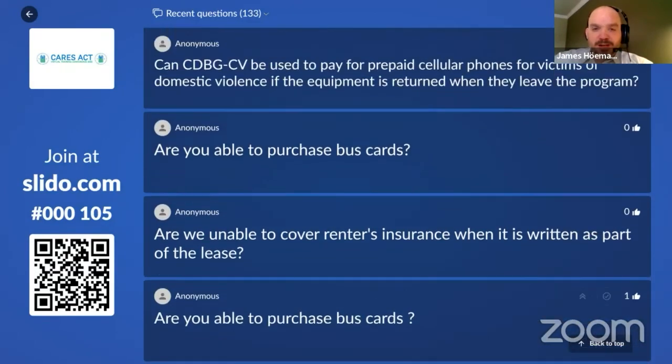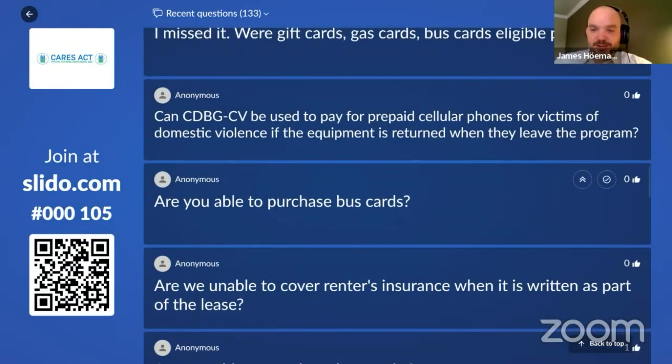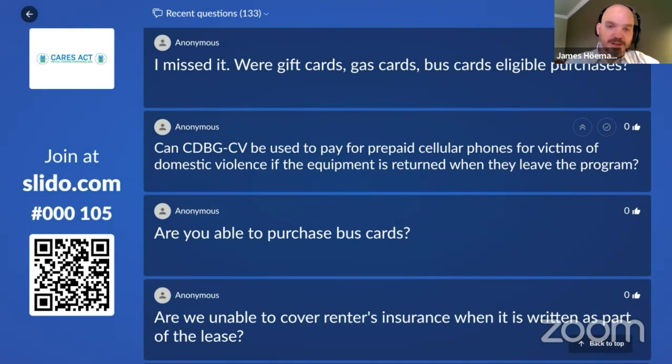Are we unable to cover renter's insurance when it is written as part of a lease? If it is included in the lease, then we get into that same situation that we have with the PITI on a mortgage. If it's actually part of the lease payment, part of the lease agreement, then yes, it can be covered.